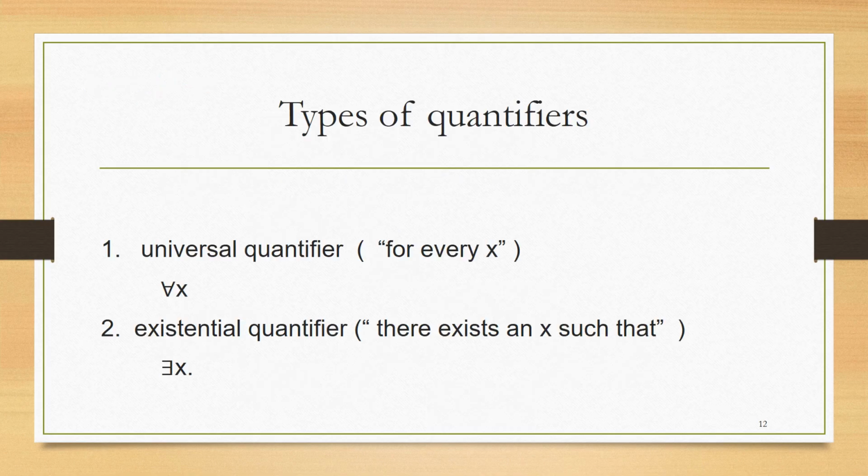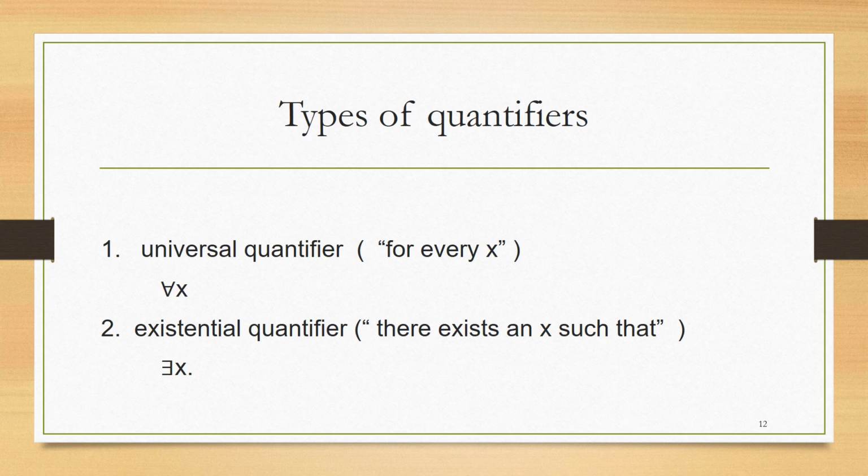We have two types of quantifiers. First is the universal quantifier. It asserts that a predicate within the scope of a universal quantifier is true of every value of a predicate variable. For every x, it is represented as following.